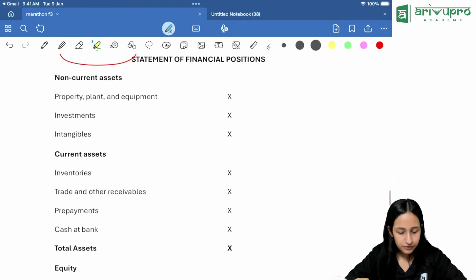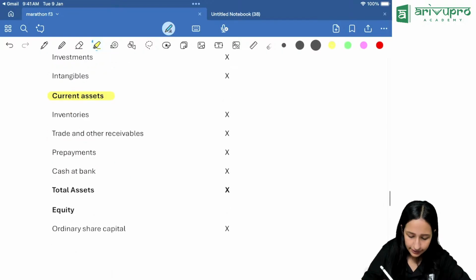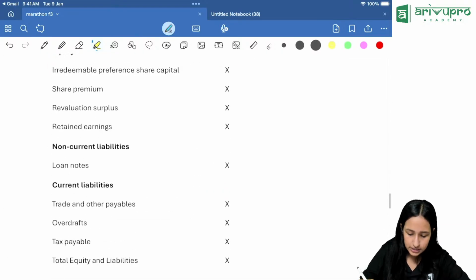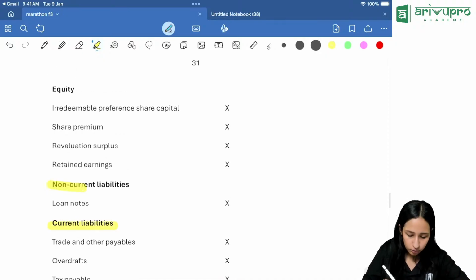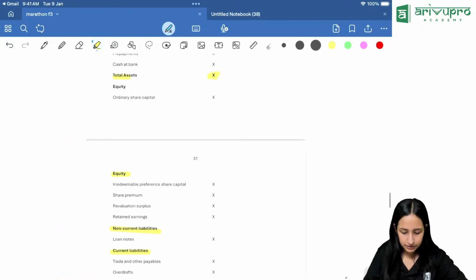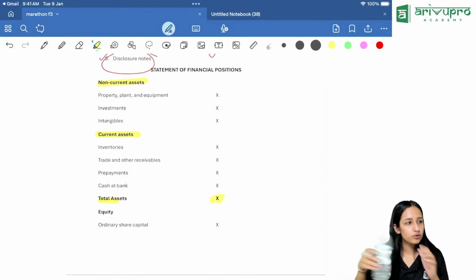Right. Statement of financial position. Now we have non-current assets, we have current assets, that will give us total assets. Now this total asset should match with total equity and liability. How will you do that? Non-current liability, current liability, and equity. Okay, you can take a minute to look at this.